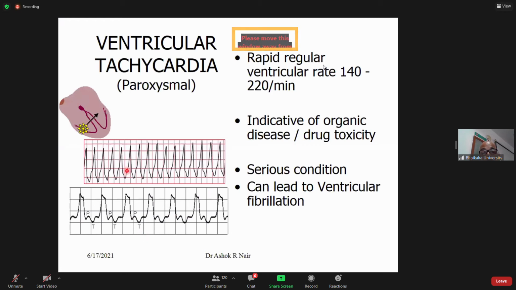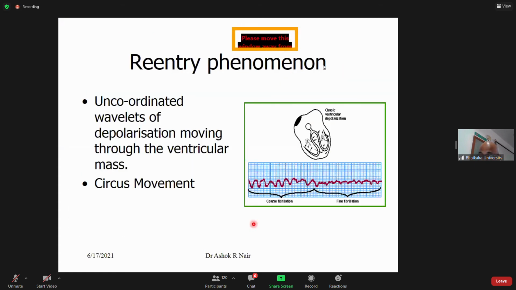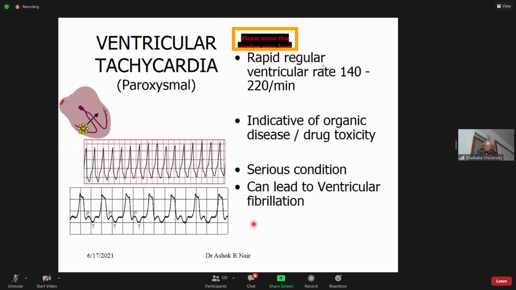If the ectopic focus is generating many impulses at a rate of about 140 to 220 or so, then you will find paroxysmal beats occurring. Many beats are continuously generated. It's a serious condition which can lead to ventricular fibrillation. When so many impulses are generated at a time, coordinated contractions are not taking place, and it can lead to ventricular fibrillation.